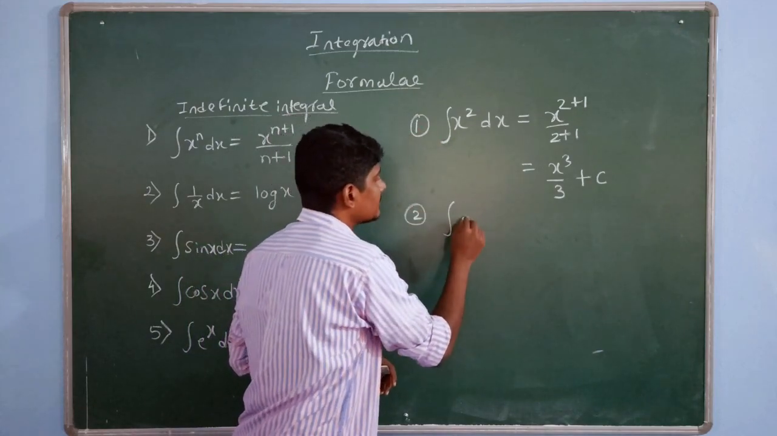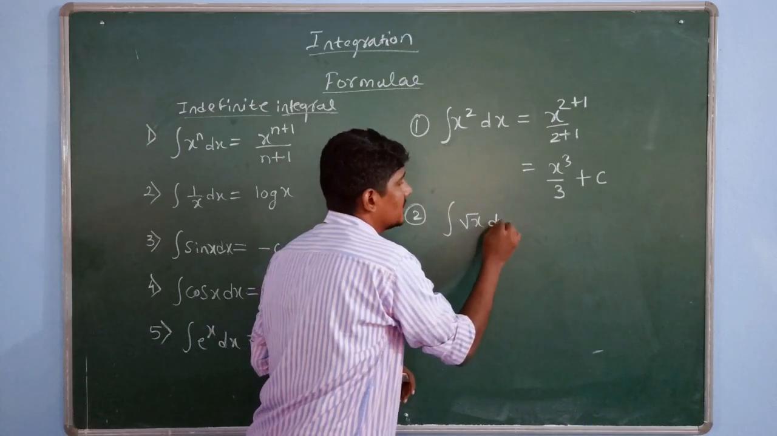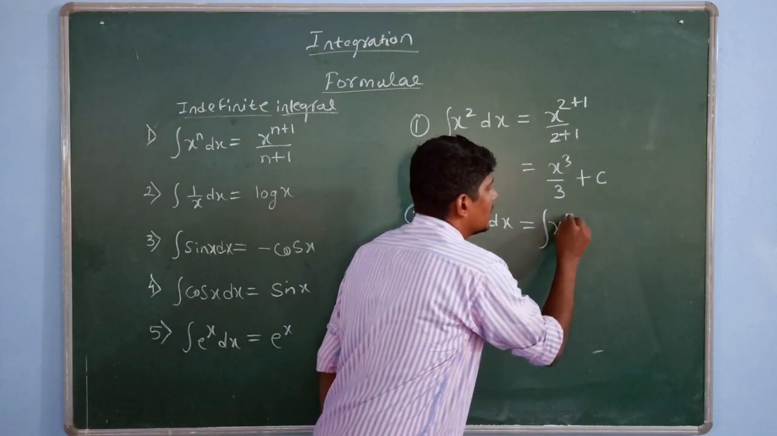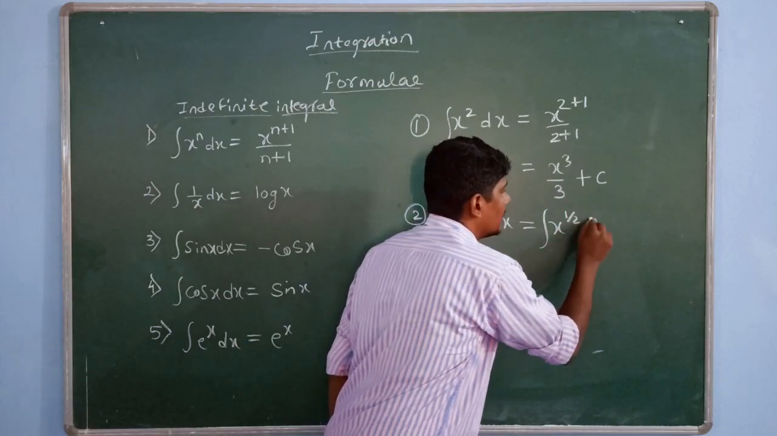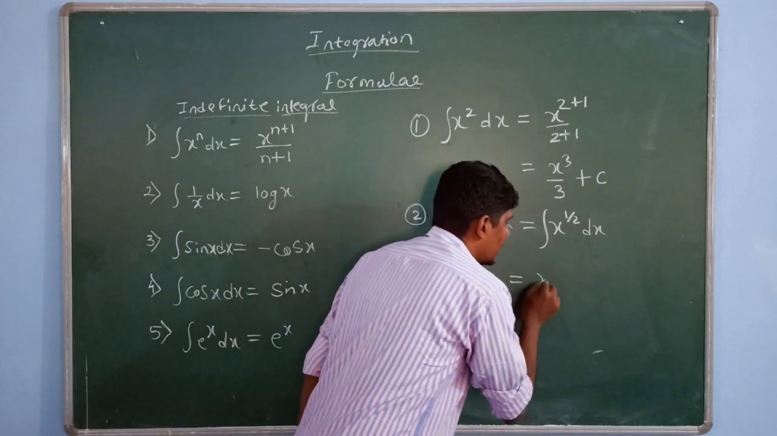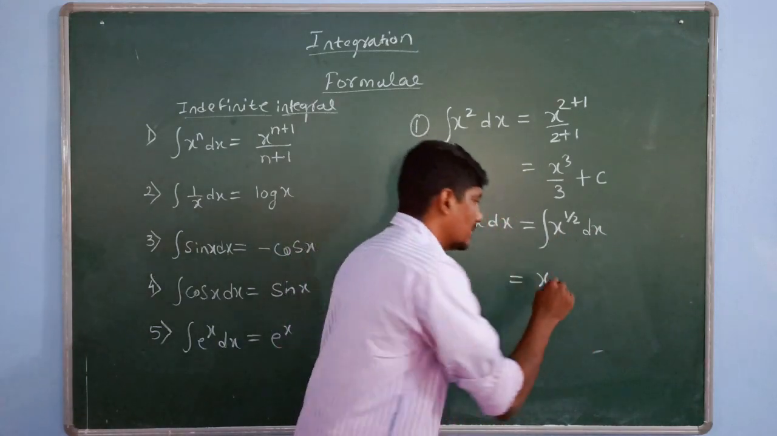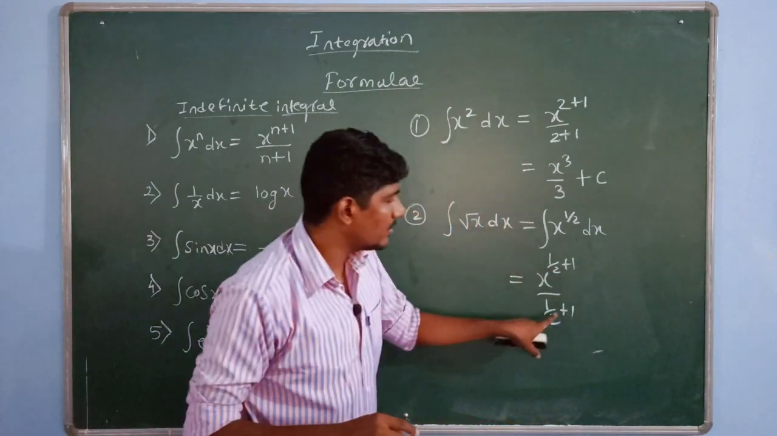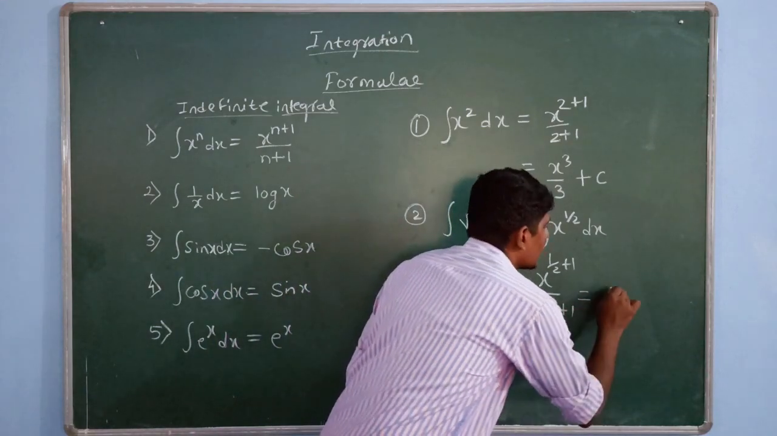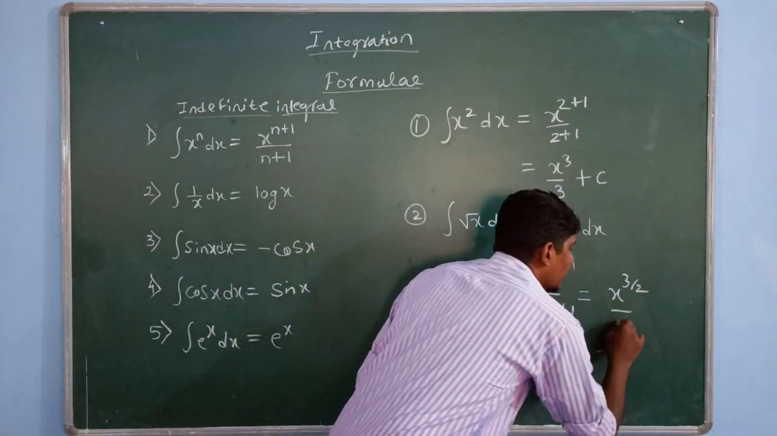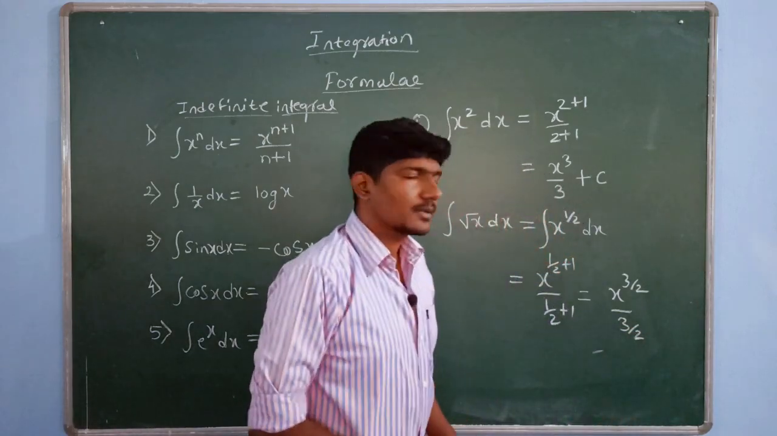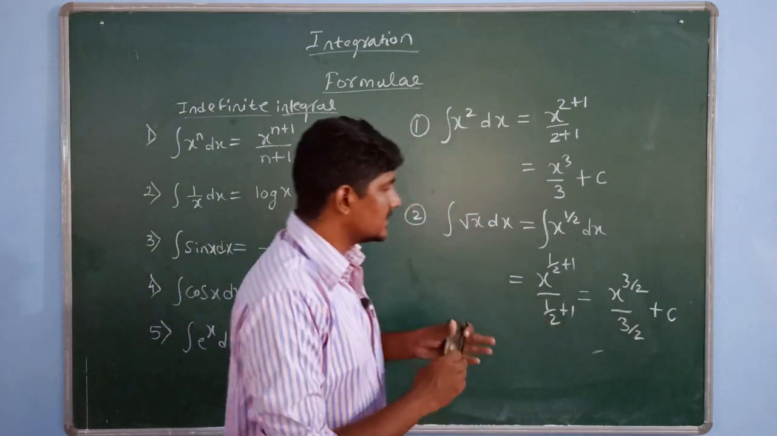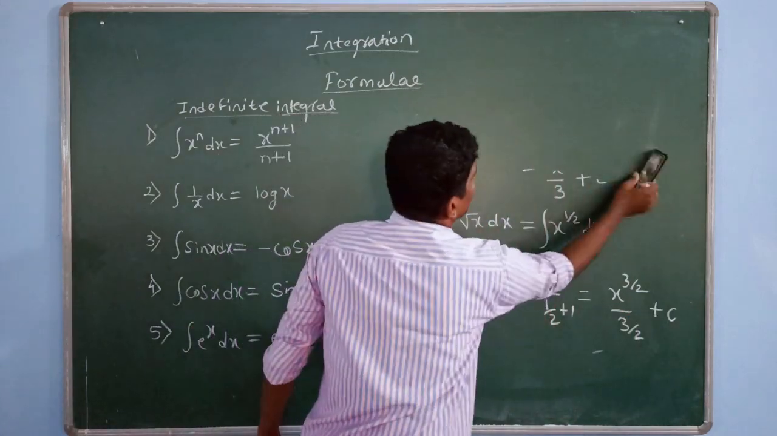Second example, root x dx. Integrate this one. So it is integration, I will write root x as x raised to 1 by 2 dx. Next step, same formula, x raised to n plus 1, half plus 1, divided by 1 by 2 plus 1. That equals x raised to 3 by 2 divided by 3 by 2 plus c. You should write plus c. Why? Because it is indefinite. This is the second example.